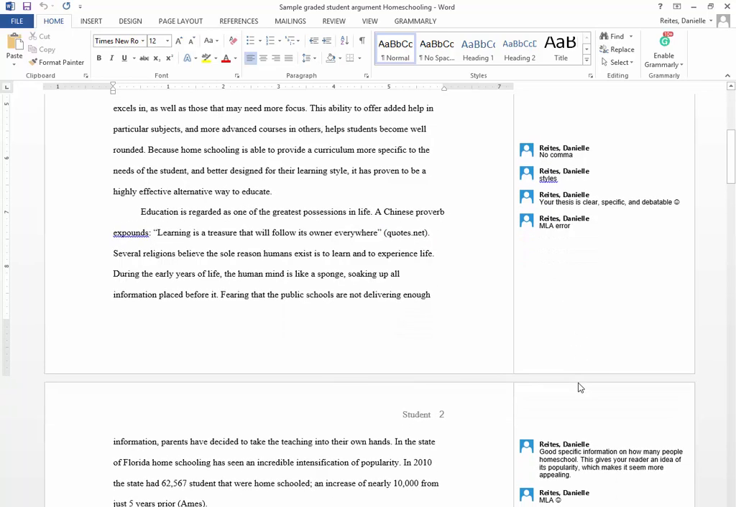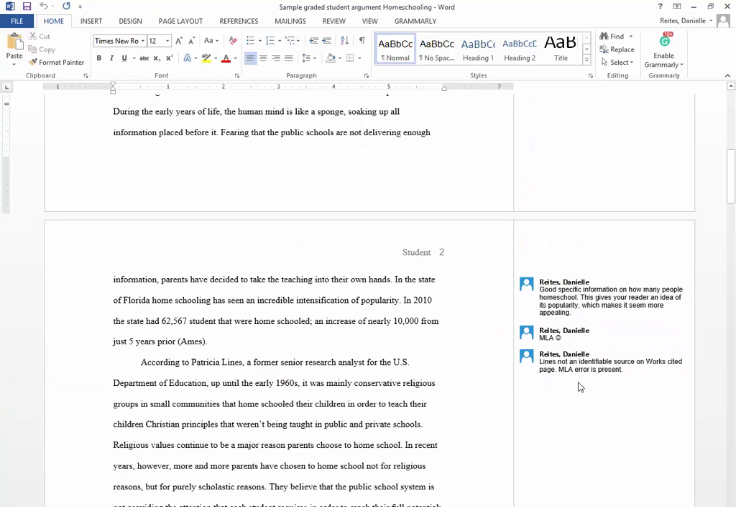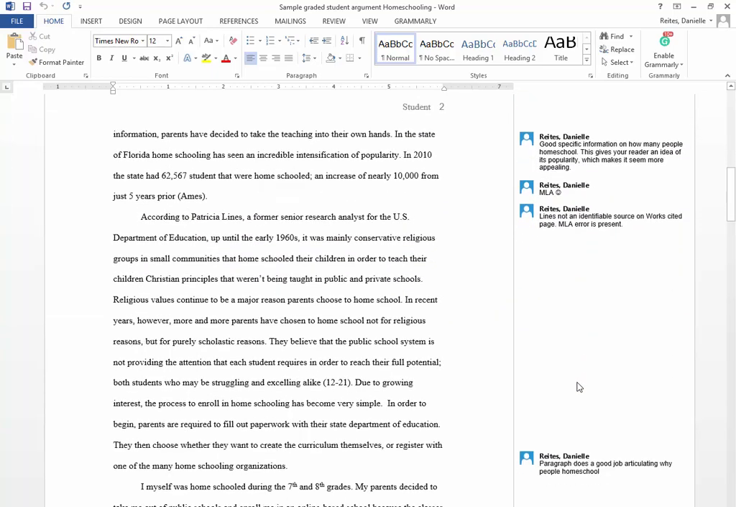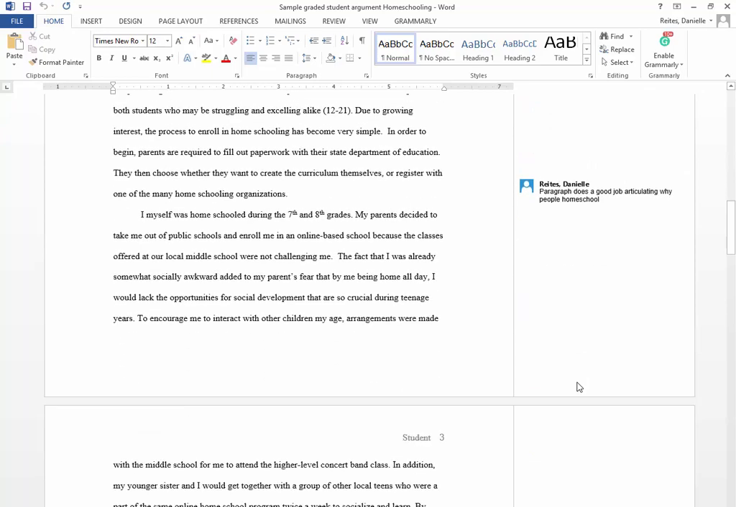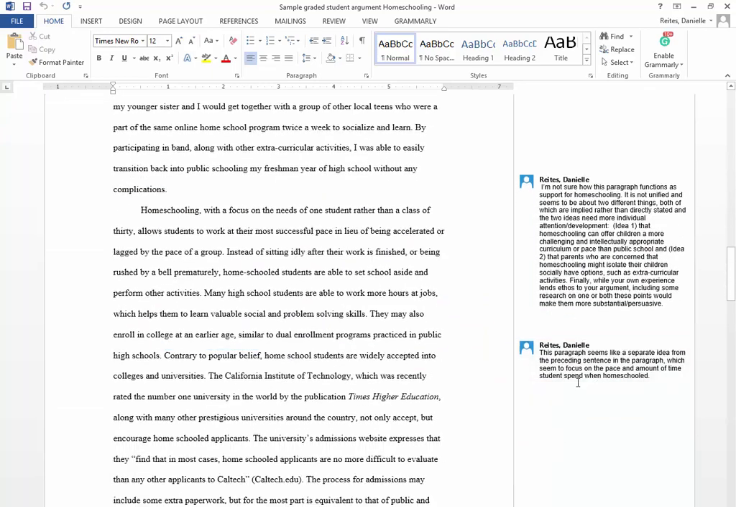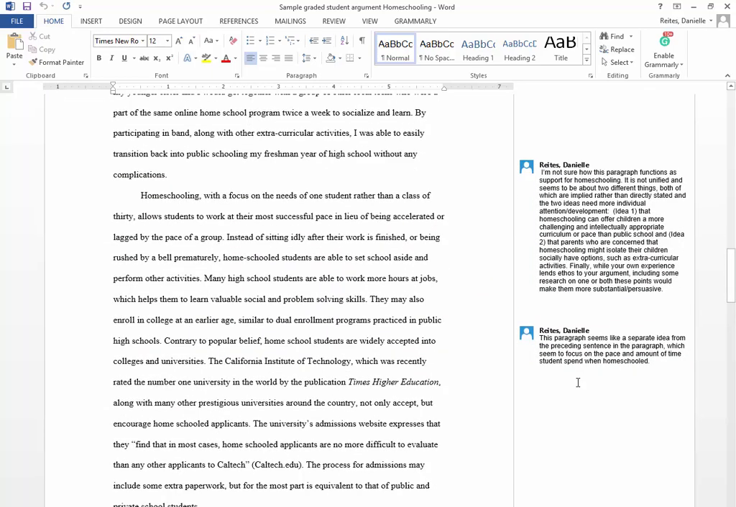And sometimes it's easier than others to figure out what you should be doing or what is wrong. And like I said, sometimes it's a little bit more challenging. It's not as simple as fixing a comma splice or saying, this sentence is a fragment, you need to make it independent. Like here, it says, I'm not sure how this paragraph functions as support for homeschooling.